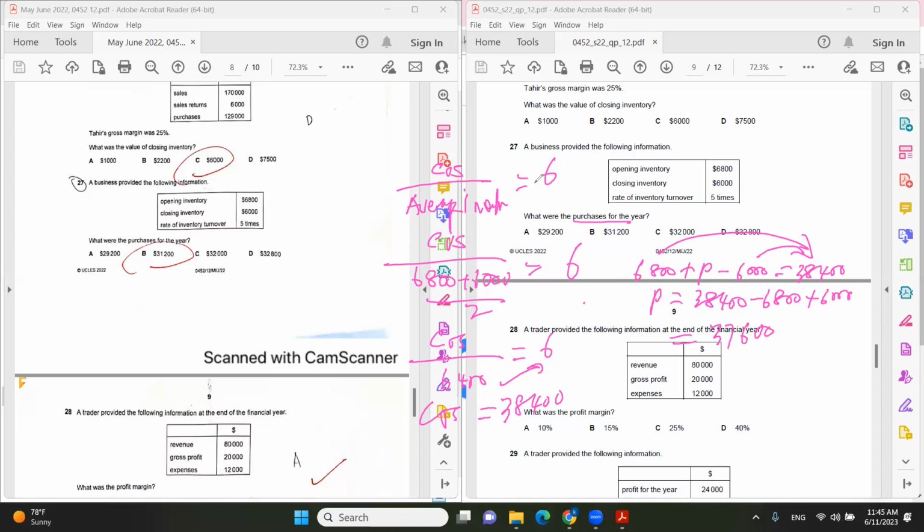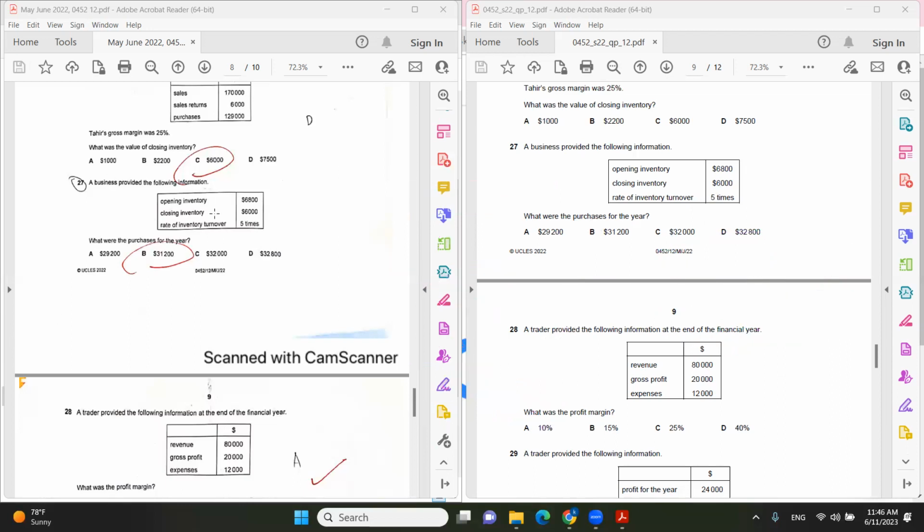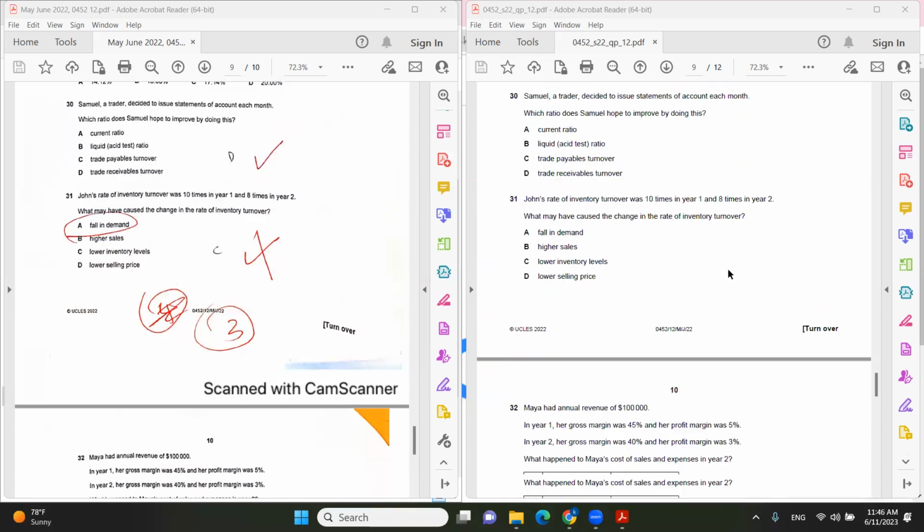Cost divide. This is a 5, sorry, this is 5 times, not 6 times. I saw wrongly. Okay, so this one will change. 6,400 times 5, so this is 32,000. So in this case, 32,000 minus 6,800 plus 6,000. So we get 31200. So the answer should be 31200, answer B, which is 5 times. Okay, now next is page 31.